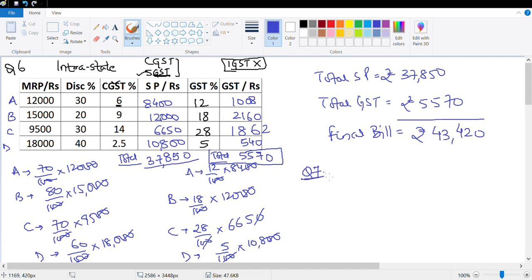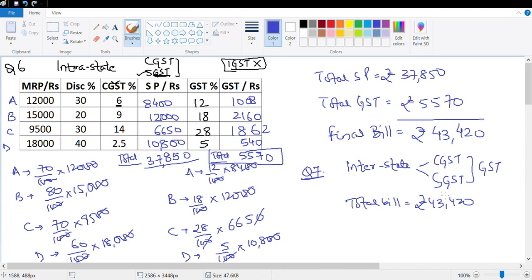So let's look at question 7. Question says, for the data given above in question 6, find the amount of bill for the interstate transaction. Now, in case this was happening as interstate, what will we have? We will have a separate CGST and an SGST, which basically is the total GST. What is the rate? The rate still remains 12, 18, 28, 5. So will anything change? No, nothing will change. Total bill will still be rupees 43,420.